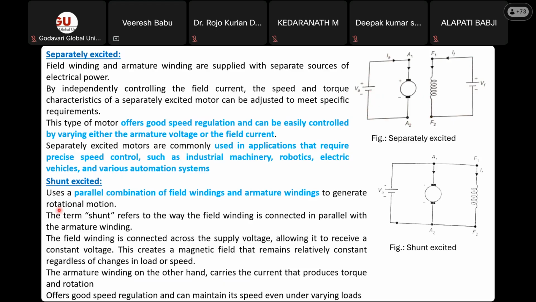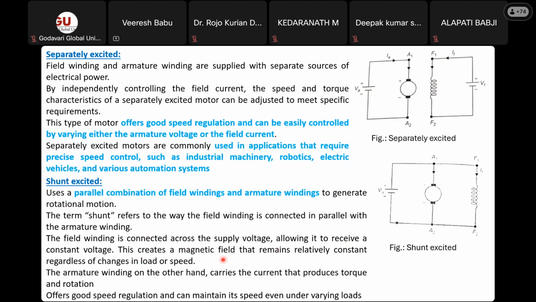And the shunt excited DC motor looks like this. You just check how it is connected. Here it uses a parallel combination of field winding and armature winding to generate rotational motion. The term shunt refers to the way the field winding is connected in parallel with the armature winding. The field winding is connected across the supply voltage, allowing it to receive constant voltage.